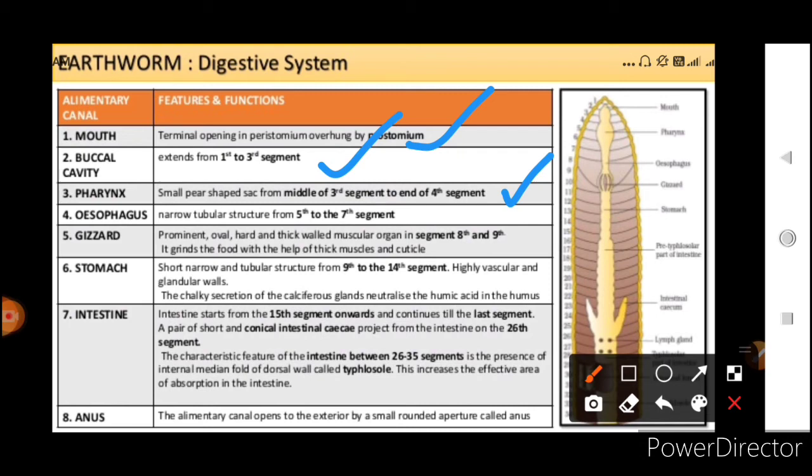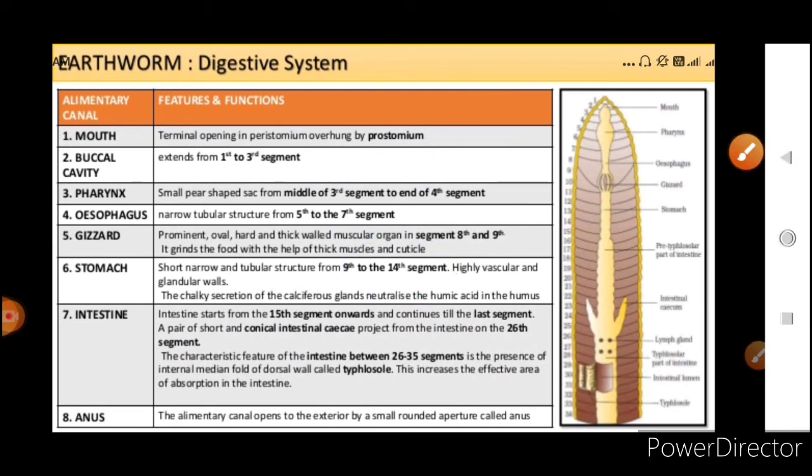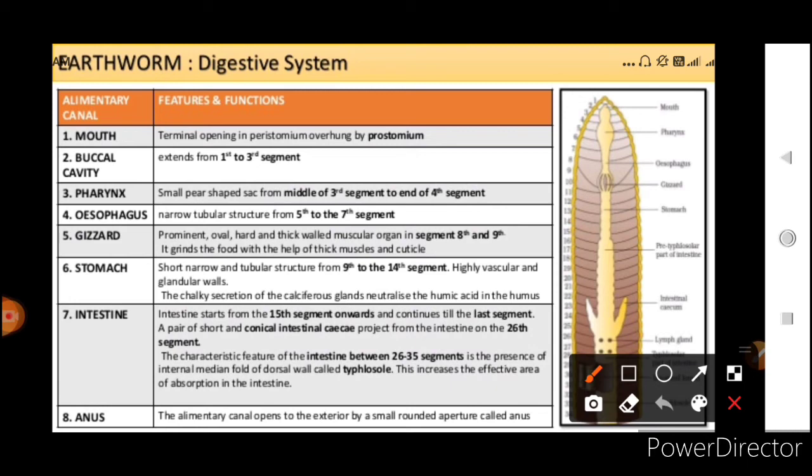Now what is the stomach? The stomach is a narrow tubular structure from the 9th to the 14th segment, highly vascular and glandular, that means secretion will be there. The chalky secretion of the calciferous glands will neutralize the humic acid in the humus. What is humus? The nutritive material present on the upper side of the soil, which is taken by the earthworm.